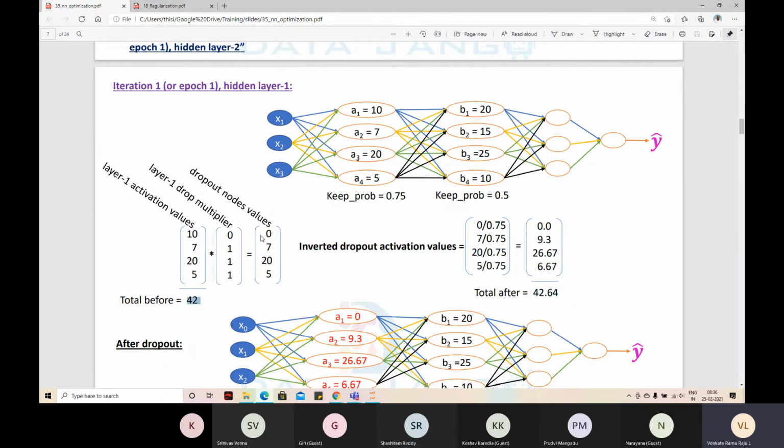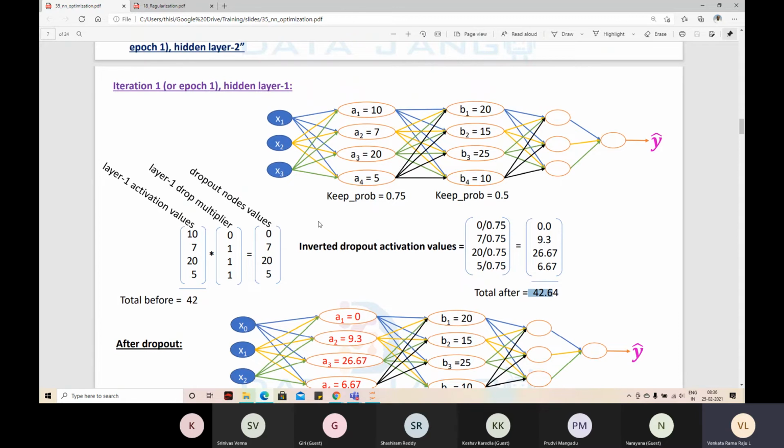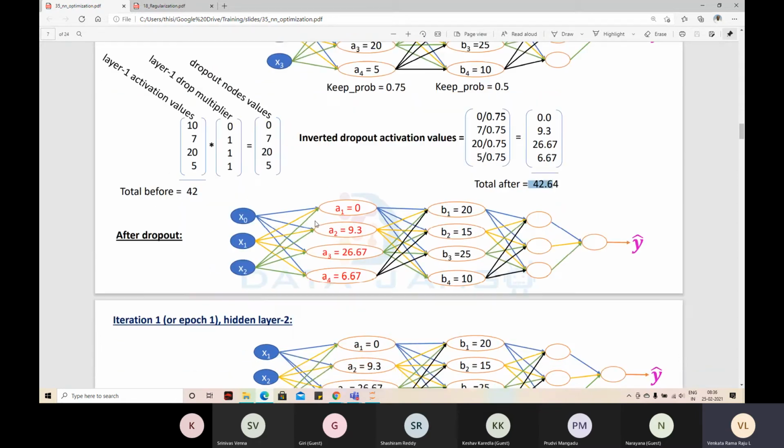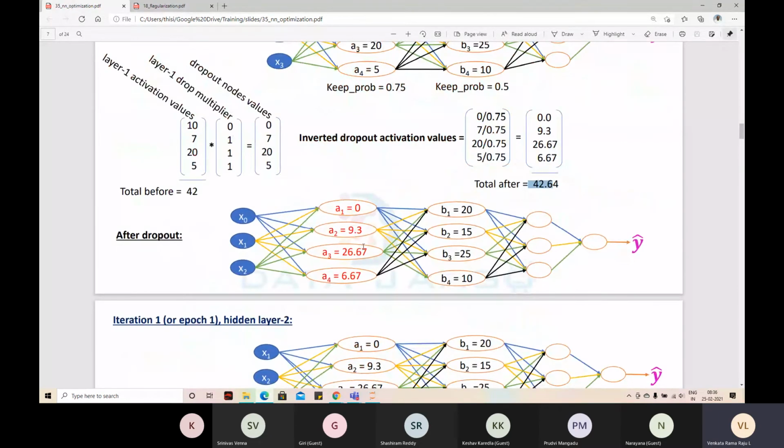42 is the actual total of the activation outcomes before applying dropout. After applying inverted dropout, you are trying to create the same situation, but you dropped out one node. So that's how the dropout activation works, and after applying dropout on the first layer, this is the outcome.